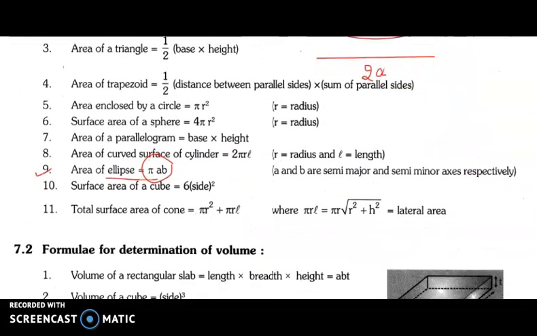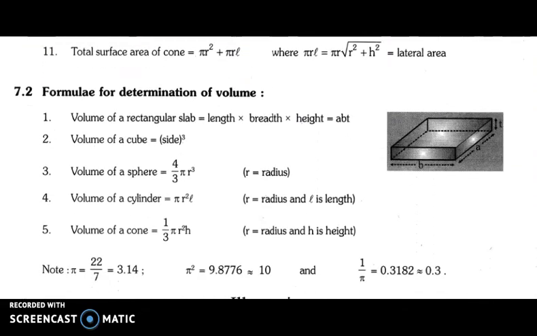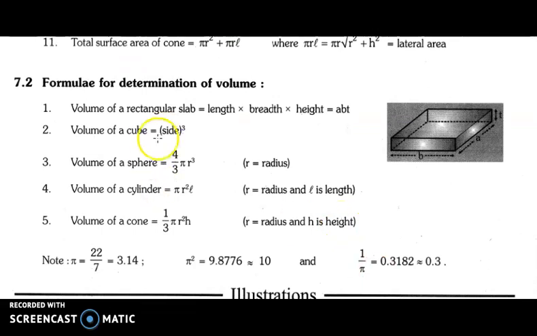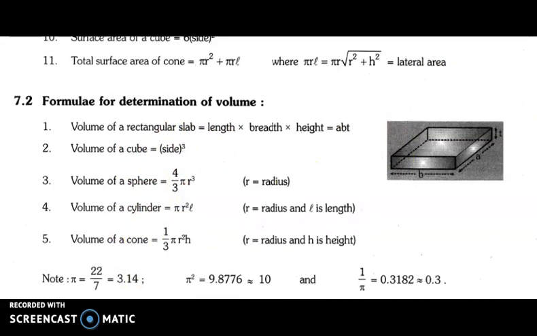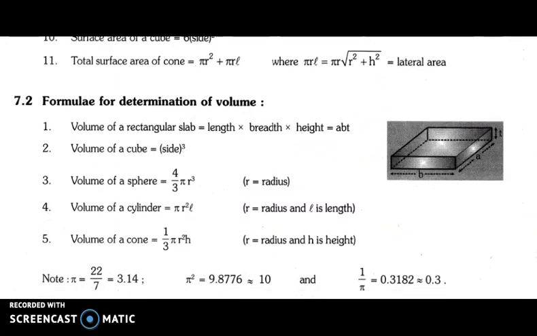Next are the formulae for the calculation or determination of volume. This also we have learned: volume of a rectangular slab, cube, sphere, cylinder, cone. You can note down these formulas in your copies. It will be beneficial for you since these formulas will be used in your physics.